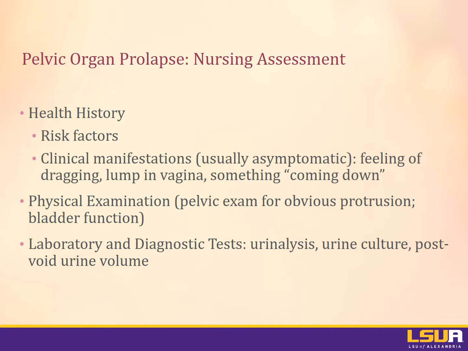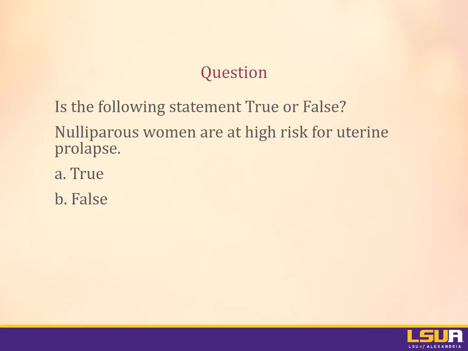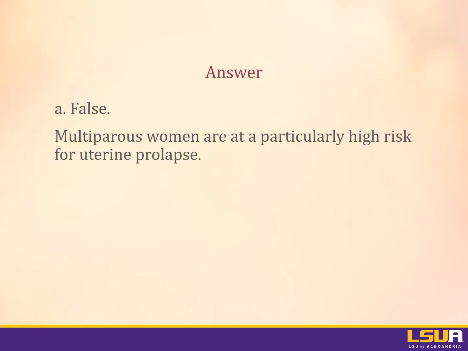and they will do some testing to see how the bladder function is. If you've ever done a bladder scan after she goes to the bathroom, to see how much urine is actually being retained. Sometimes they can't empty all the way. So a urinalysis, a urine culture, and a post-void volume will be done. So nulliparous women are at high risk for uterine prolapse. Yes or no? No. Multiparous women are at very high risk.